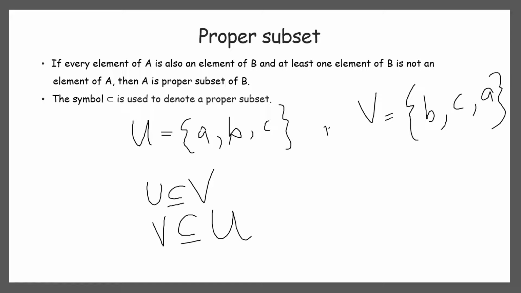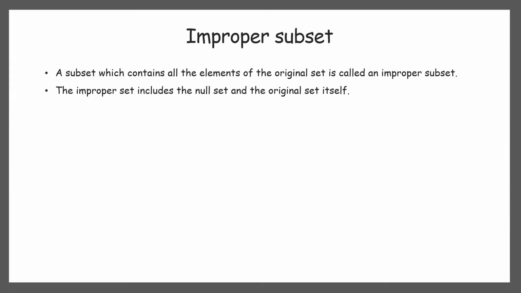When such a situation happens that they are subsets of each other, then we can say that U is equal to V, that these both sets are equal sets because both sets contain 3 elements and the elements are also the same. So these two are equal sets. Okay, now let's move on to the next topic, which is improper subset.